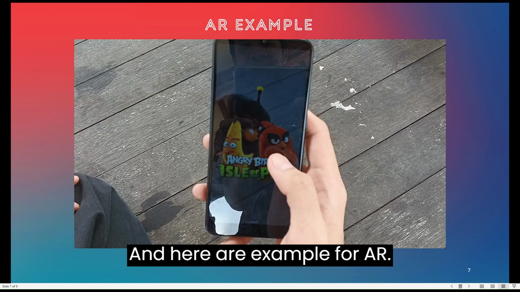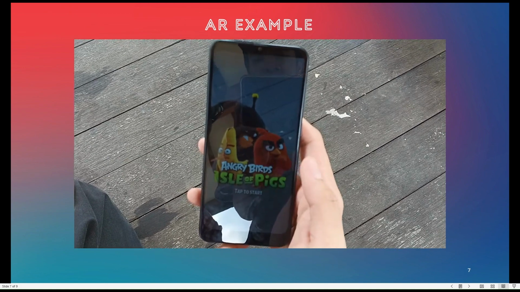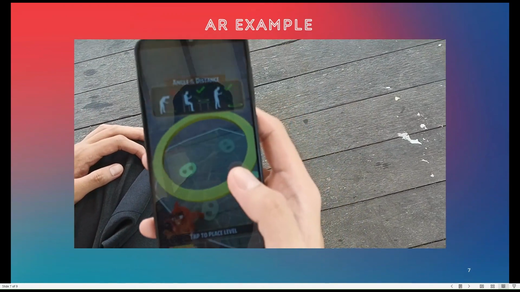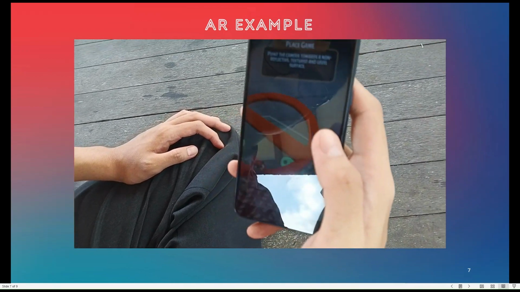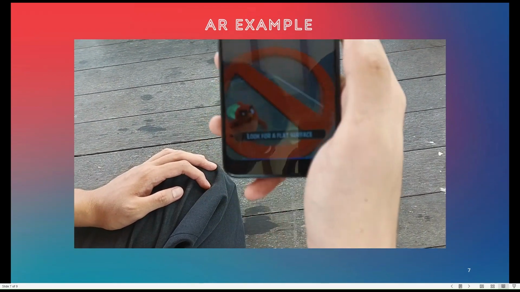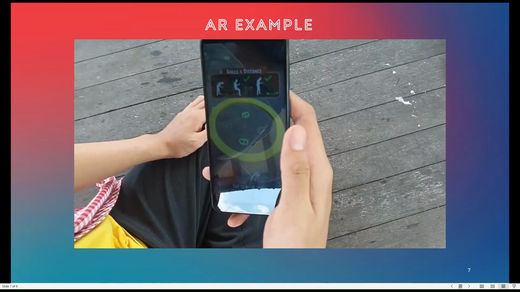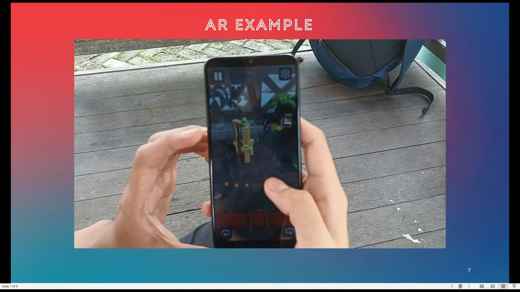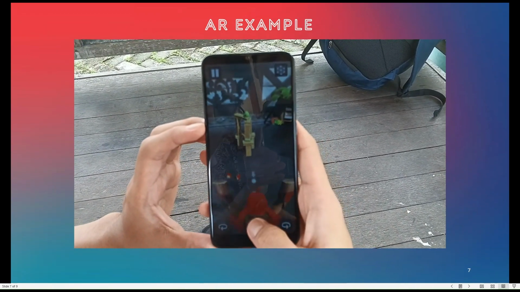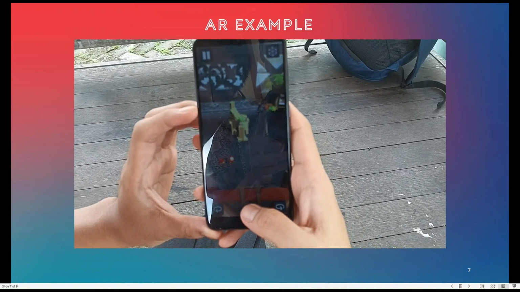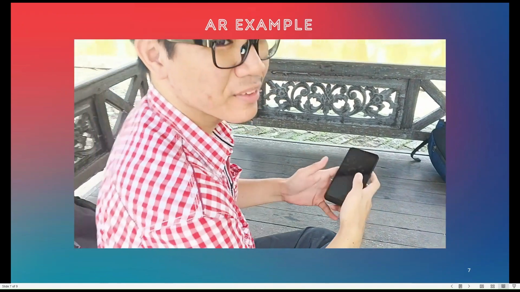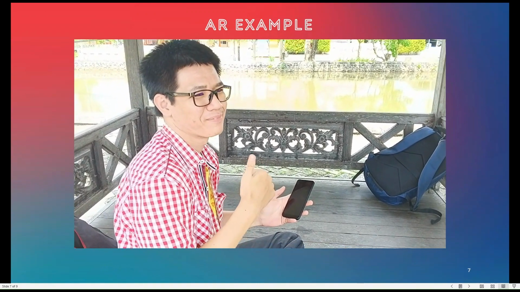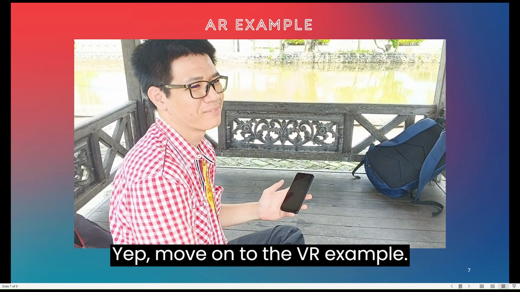And here are examples for AR. So, fellas, this is one example of AR. Isn't it magnificent? Yep, move on to the VR example.